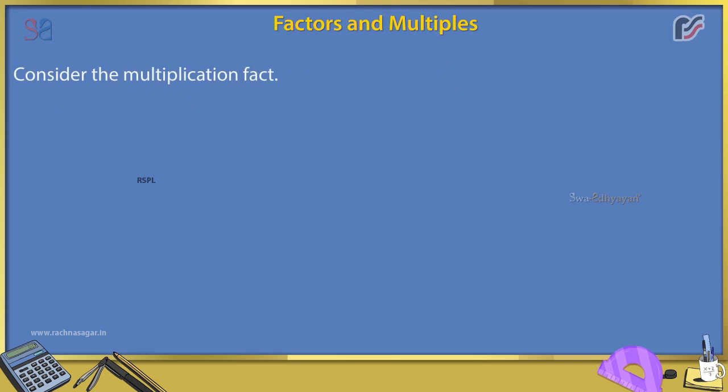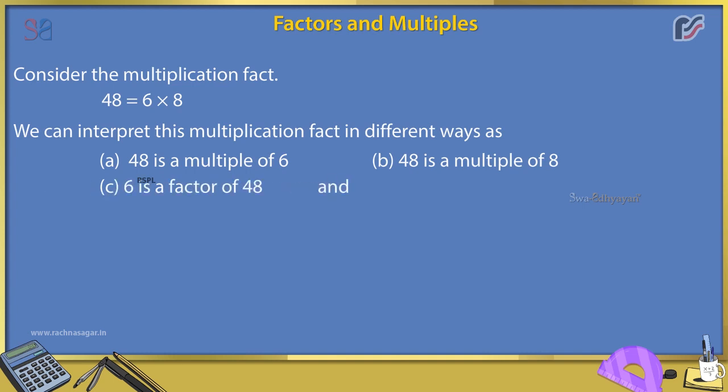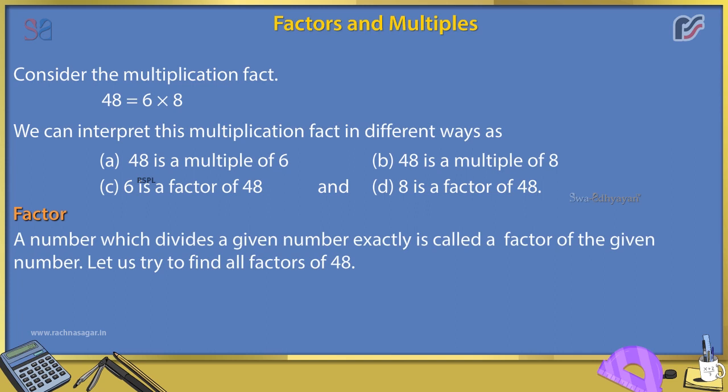Consider the multiplication fact 48 is equal to 6 multiplied by 8. We can interpret this multiplication fact in different ways as: A. 48 is a multiple of 6. B. 48 is a multiple of 8. C. 6 is a factor of 48. And D. 8 is a factor of 48. Factor. A number which divides a given number exactly is called a factor of the given number.